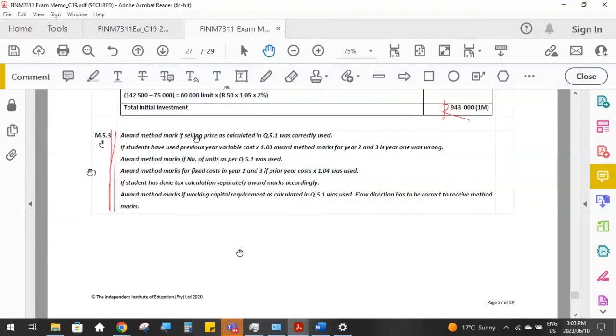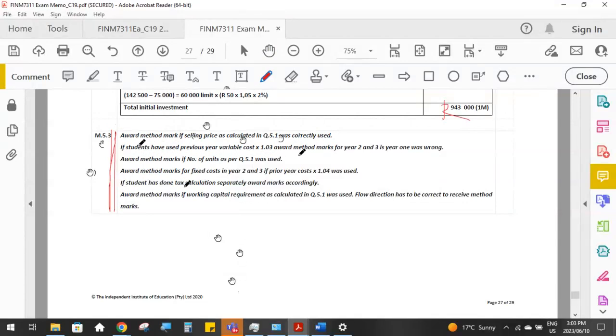Award the method mark if the selling price as calculated in question 5.1 was correctly used. So in other words, you're going to use your workings from question 5.1 and 5.2 to plug into your answer to 5.3. If you've gone and done the calculation separately, you won't get those method marks because they want you to understand the flow of these questions.